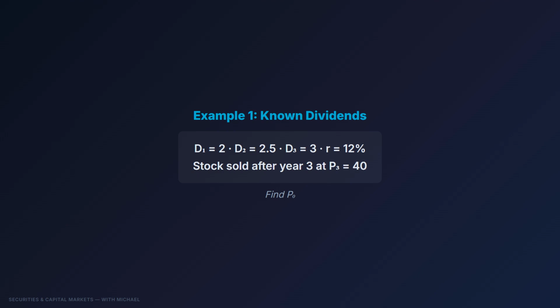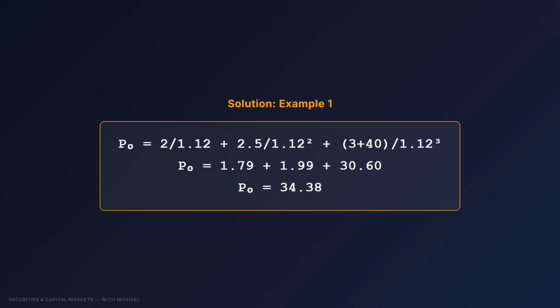2 divided by 1.12 gives 1.79. Then 2.50 divided by 1.12 squared gives 1.99. And 3 plus 40, which is 43, divided by 1.12 cubed gives 30.60. The total present value is 34.38. So the stock is worth $34.38 today. Now a more complex example.